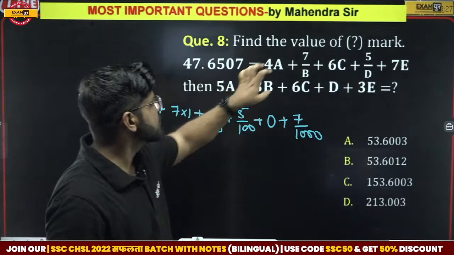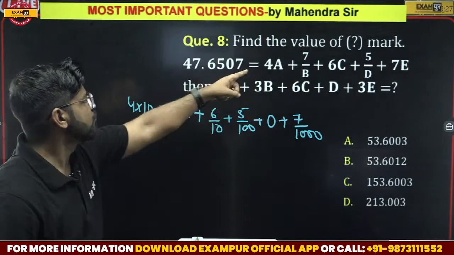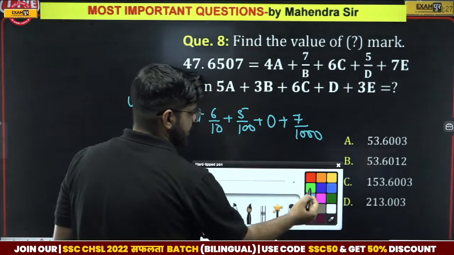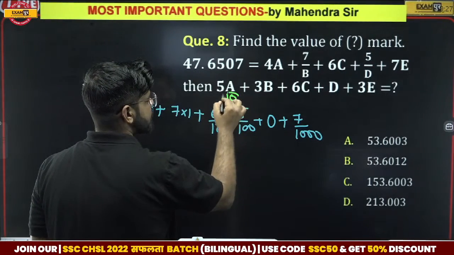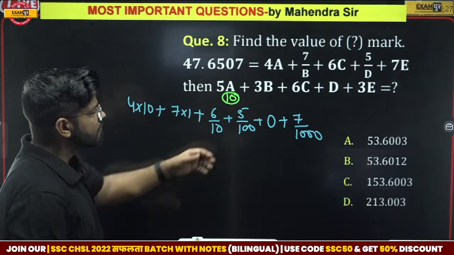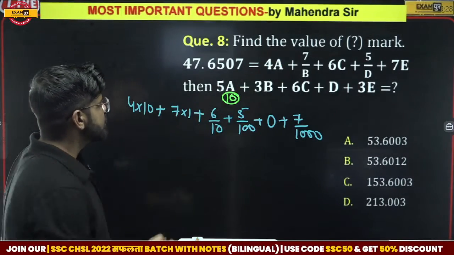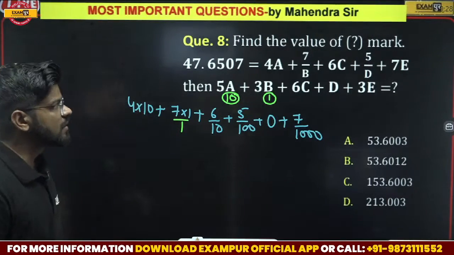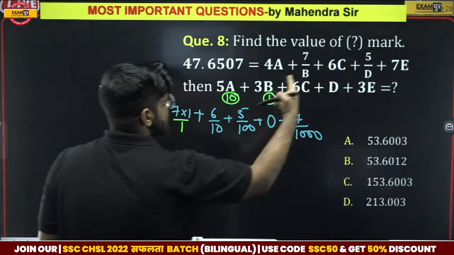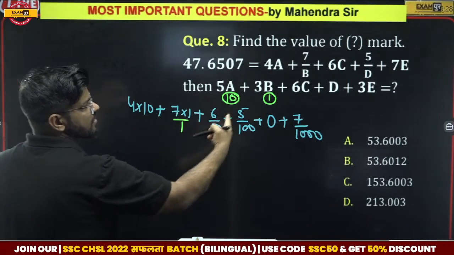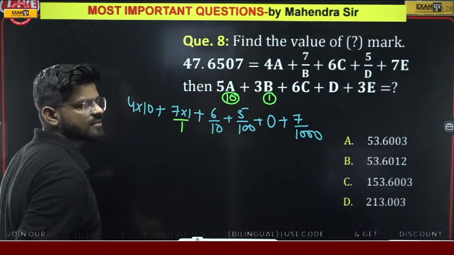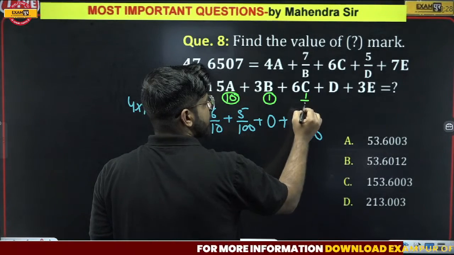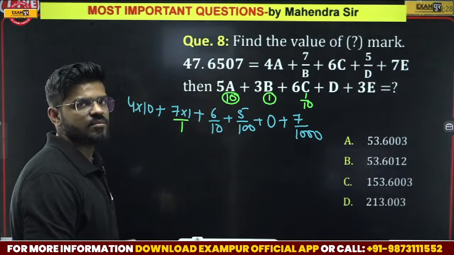Now if we compare this and this, you will get what? 4a. That means a will be what? A will be 10. Okay, let me write here. A will be 10. Yes or not? If we compare 7 by b, b means we can write 1 here. Okay, so b will be nothing but the 1 only. Now 6c, c is nothing but 6c. That means 1 by 10. C is nothing but 1 by 10, okay?